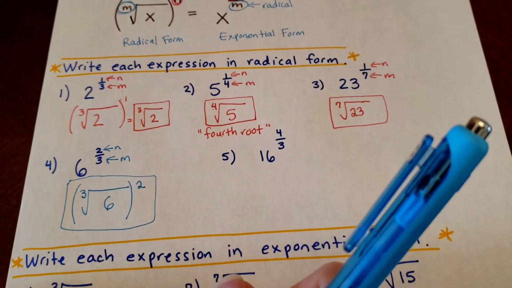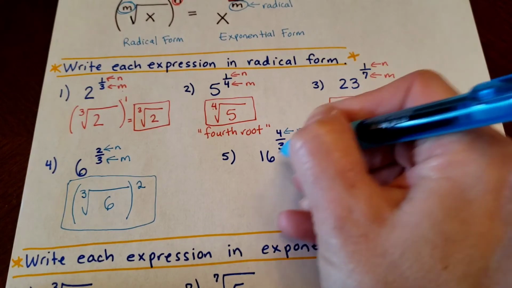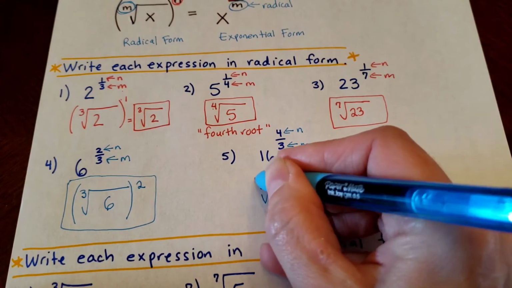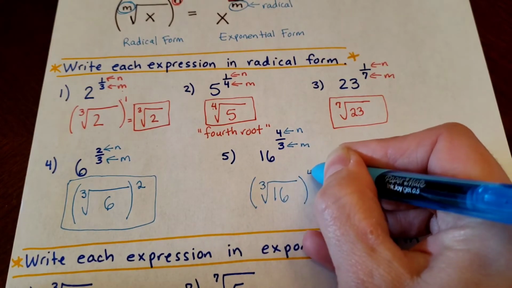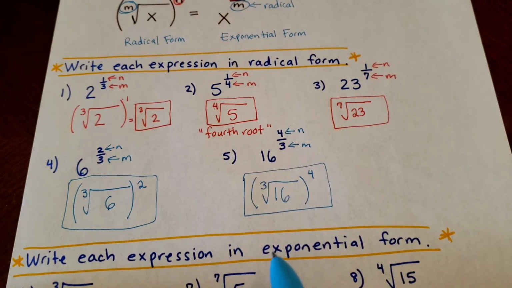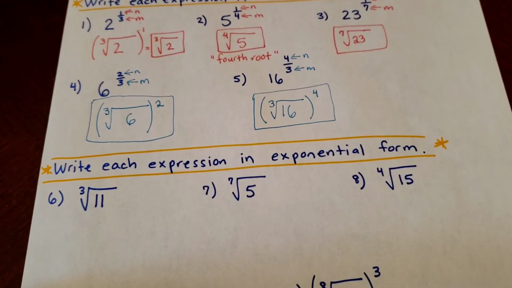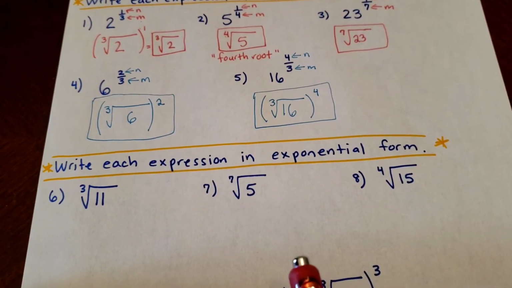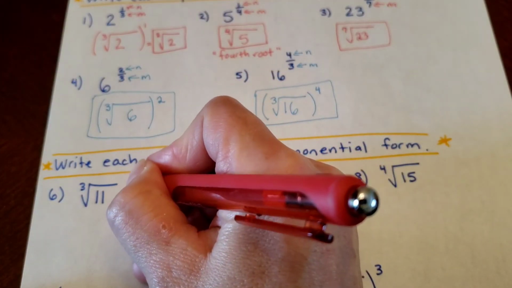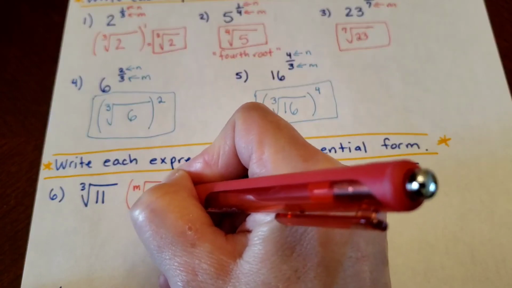Now if we do number 5, the top number again is our n, the bottom number is our m. 16 goes under the radical, the bottom number, the 3, goes outside, parentheses around the top number. Now we're going to go the other direction. Now we're going to go from a radical and make it into an exponent. So let me write it this way. This is like m, and this is like n, and here's x.